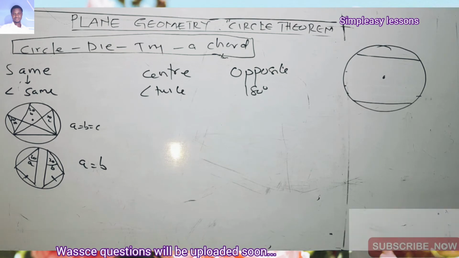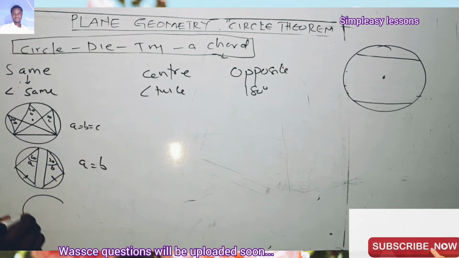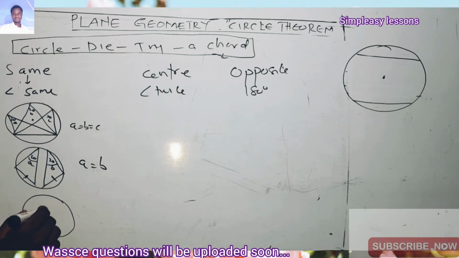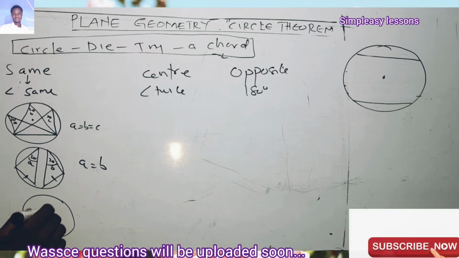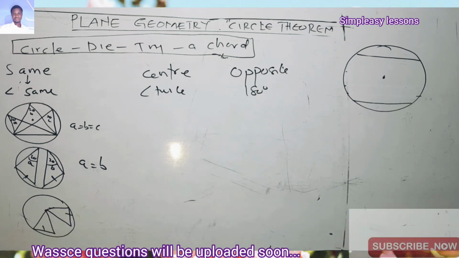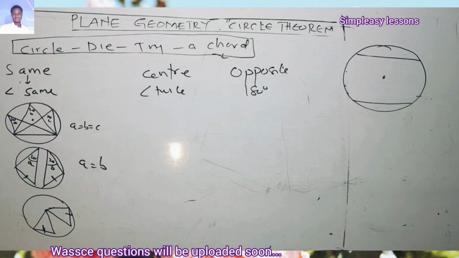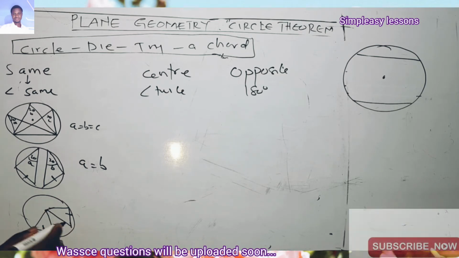Now guess this last one, the same principle. What if they draw something like this for you, and this is the center, and we have one chord coming to the center, and another chord coming to the center? What do you think? The same chord, right? So the moment they are the same chord, what did I say? If they are the same chord, the angles will be the same.